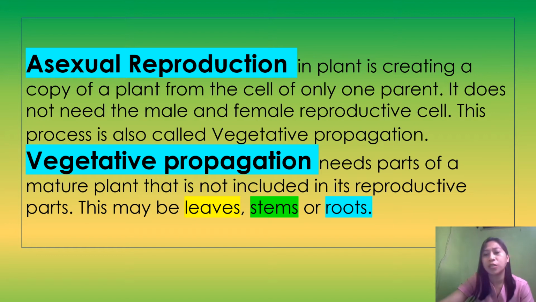What is asexual reproduction? Asexual reproduction in plants is creating a copy of a plant from the cell of only one parent. It does not need the male and female reproductive cell. This process is also called vegetative propagation. And what is vegetative propagation? Vegetative propagation needs parts of a mature plant that are not included in its reproductive parts. This may be leaves, stems, or roots. Okay, may I repeat? When we say vegetative, it has something to do with the parts of the plant that are not included in its reproductive part.